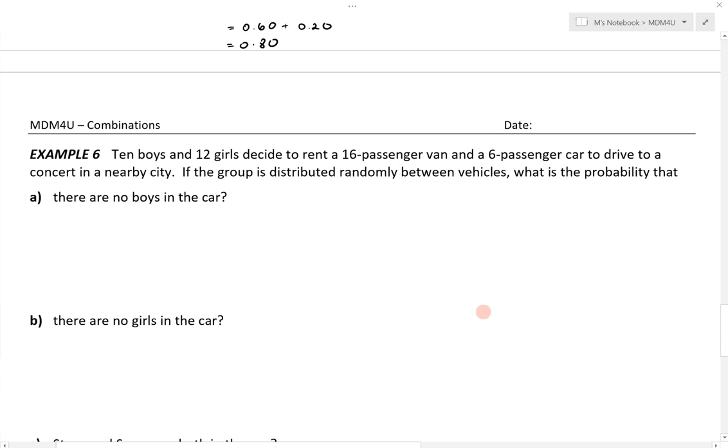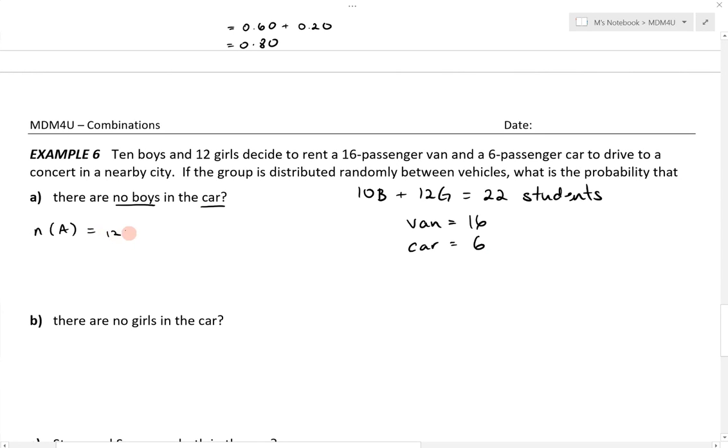Okay, so the probability that there are no boys in the car. Well, let's do a little bit of counting first. There are 10 boys plus 12 girls for a total of 22 students. The van can hold 16, and the car can hold 6. So the probability that there are no boys in the car, meaning you only have girls. The number of ways you can count the successful outcomes is simply 12 girls, and the car can only hold 6, so 12 choose 6.